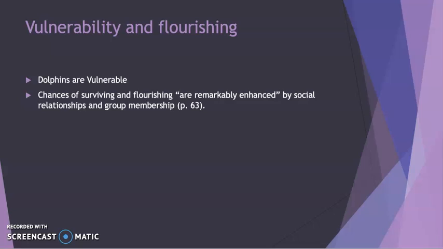The reason that vulnerability is important is because for dolphins, their chances of surviving and flourishing are remarkably enhanced by their social relationships and group membership. Now, obviously, if you've been paying attention this whole time, what we're going to look at is the way that human flourishing and human surviving is remarkably enhanced by social relationships and group membership. So part of our flourishing, just as part of dolphins' flourishing, is going to require those social relationships and group memberships in an inherent way. It's not something that's accidental. This is part of our nature, right?